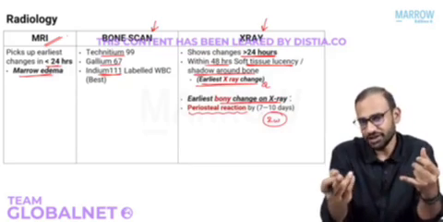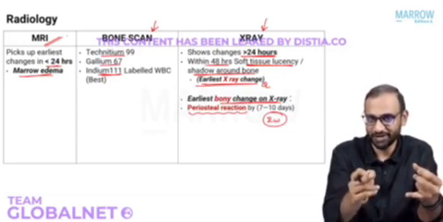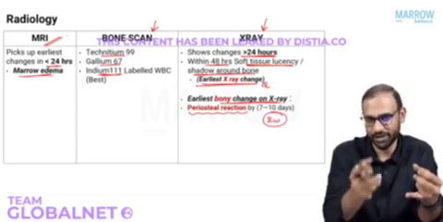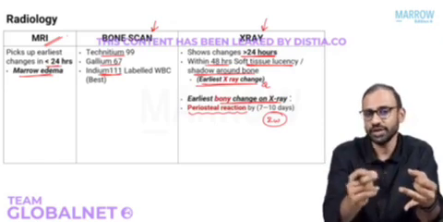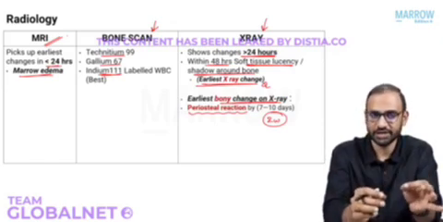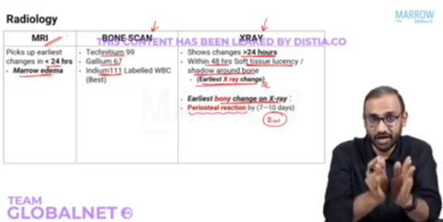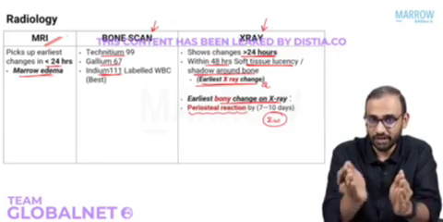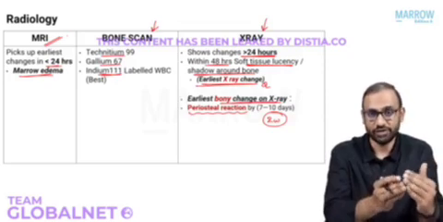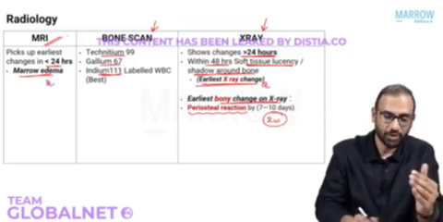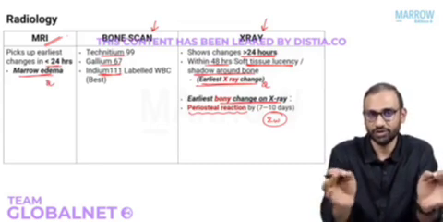Earliest X-ray change, soft tissue lucency around the bone, after 24 hours or within 2 days. Earliest bony change on X-ray, it is the periosteal reaction by 2 weeks or 7 to 10 days. Earliest radiological investigation that will pick up the diagnosis for osteomyelitis, MRI, within 24 hours. And what will it show? It will show marrow edema. These three MCQs you should know in terms of radiology of osteomyelitis.